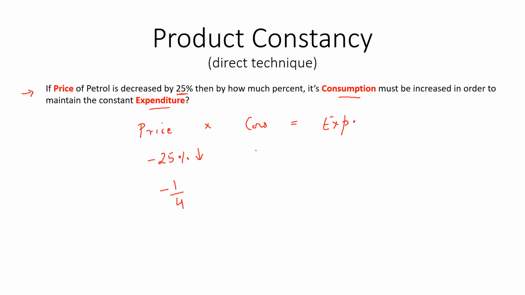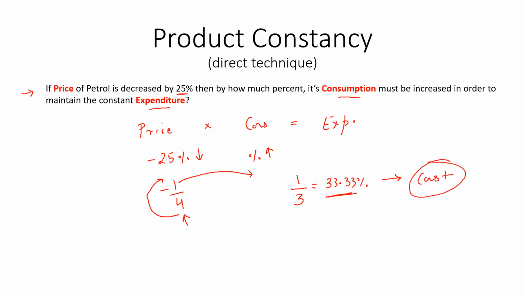Okay. So consumption has to be increased by certain percentage, that can be easily found by maintaining the numerator constant, that is 1. And by looking at the bottom of this fraction, simply we have to subtract now. 4 minus 1, that is 3. So 1 by 3 is 33.33%. So our consumption will get increased by 33.33% in order to maintain the expenditure constant. So please remember this technique as it will be very helpful in DI also.